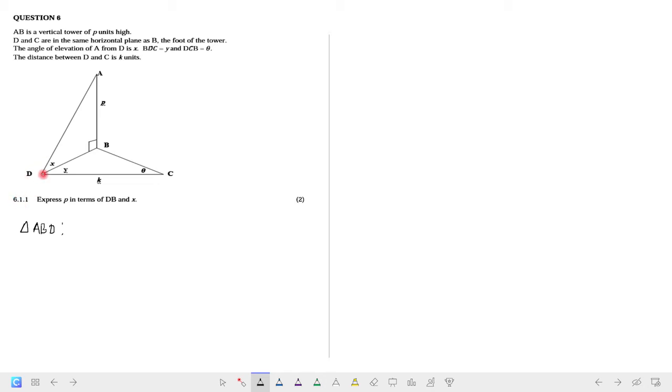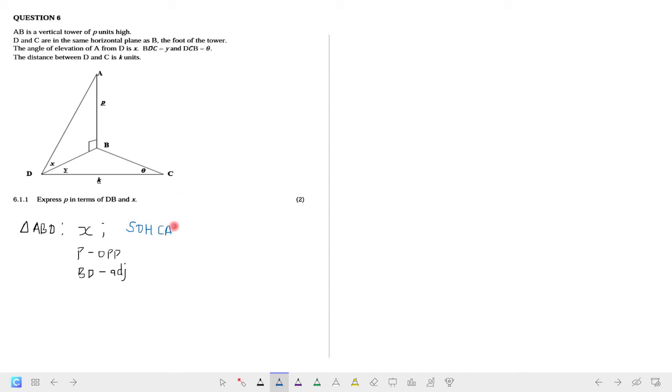So this then means if you want to calculate P, I can see that I have an angle X, and P is opposite to that angle, right? And then BD is going to be what? An adjacent with reference to X, right? So this then means if I want to calculate this, I'm going to use the trig ratios. Let me just write the trig ratios here. SOH CAH TOA.